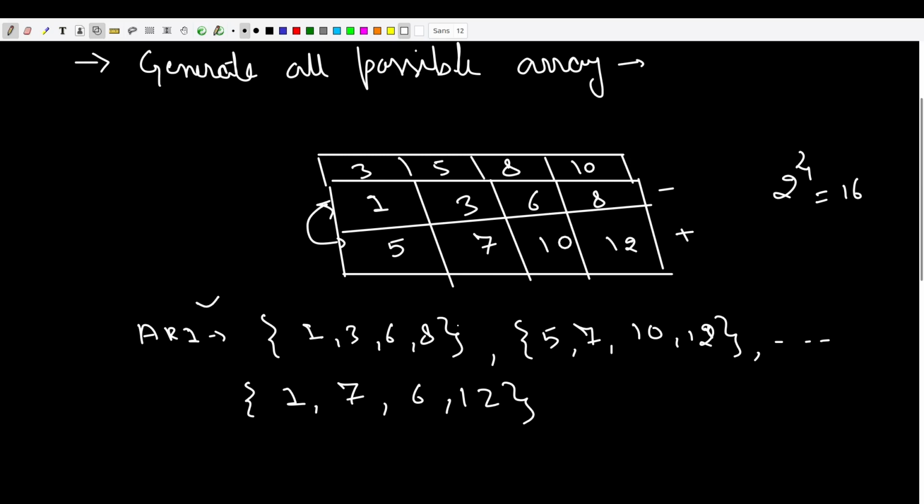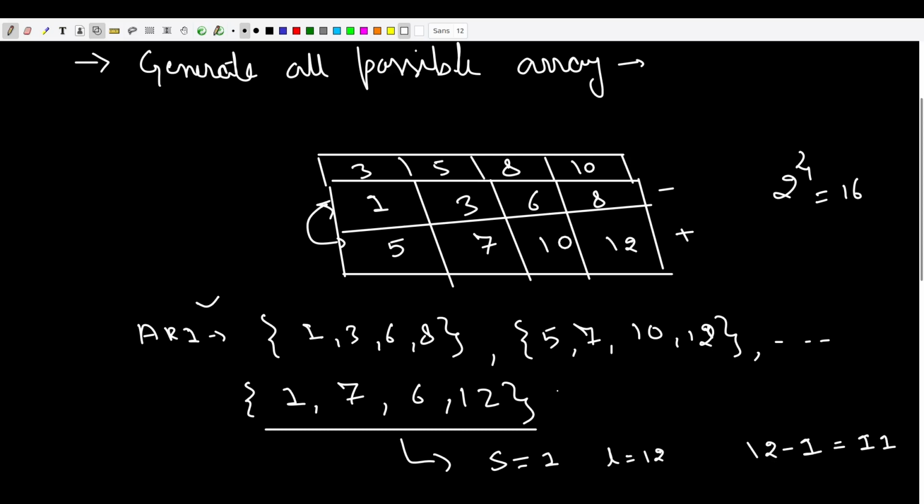Once you have the 16 arrays, we will find the smallest and the largest value in each particular array. For instance, let us say this is one such array. The smallest value here is 1 and the largest value here is 12. The difference between them is 12 minus 1, which is 11. So 11 can be obtained from this particular array.